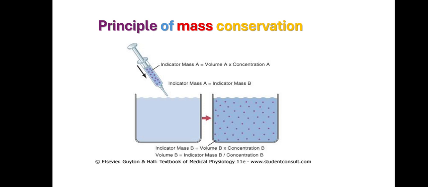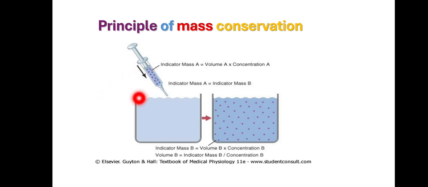So mass is equal to volume times concentration. We are talking about the indicator of a dye that we're injecting in this liquid. Okay, indicator mass A. Then we have this beaker here. It's having this liquid and it's having this liquid. Now, the principle of mass conservation, we say that mass never changes, unless otherwise, but it never changes. The mass never changes.